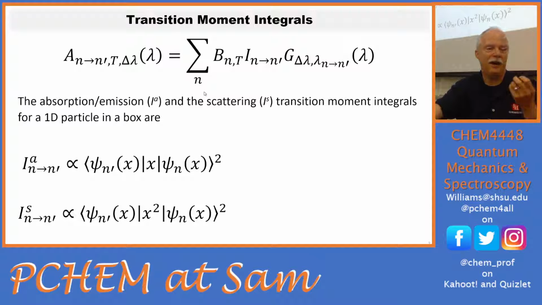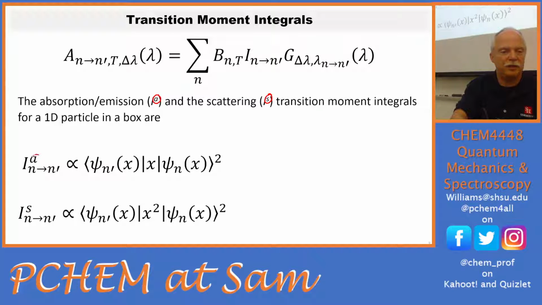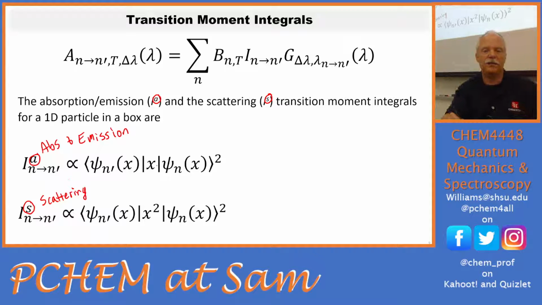Now let's talk about this factor in the middle, this transition moment integral. Now we have two different types of spectroscopy. We have absorption and emission spectroscopy, and scattering. And so we have two different types of transition moments. This is the absorption emission one with this little a up here. And then this is all of the scattering. And notice the only difference is this x in the middle.